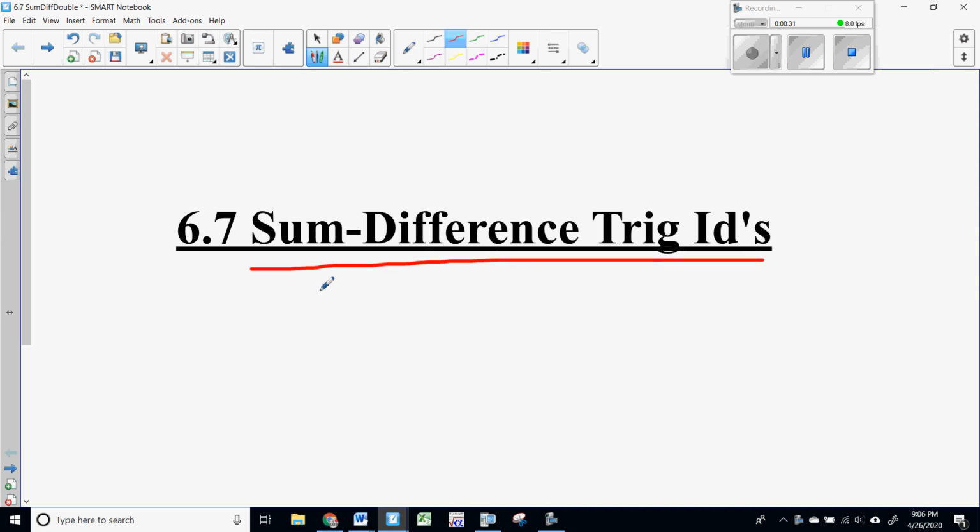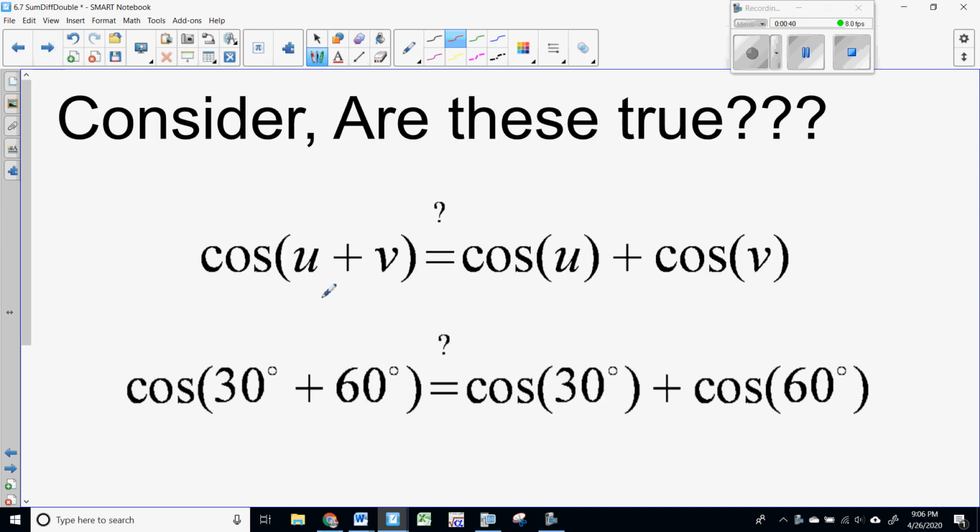So I want to go over them just to show you they exist and get you familiar with them. We're not going to do a lot with them here. So first, I want you to look at this idea. If we had the cosine of u plus v, such as the cosine of 30 plus 60, would that be equal to just the cosine of 30 plus the cosine of 60? Can you split up a trig function like that?